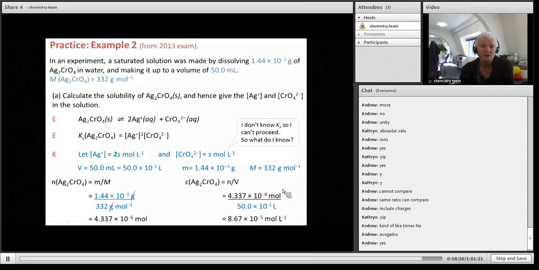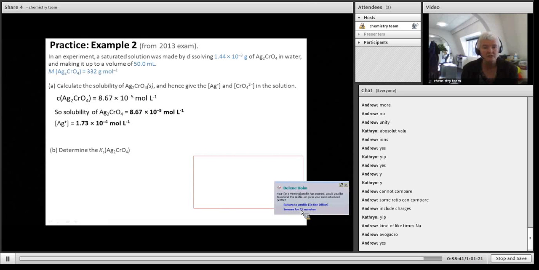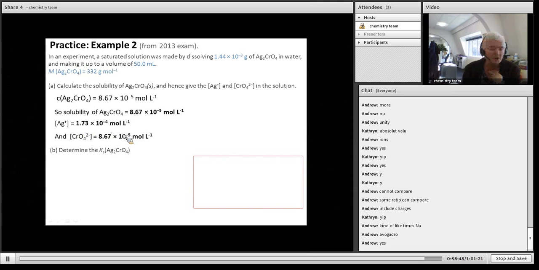So we've got the solubility of the silver chromate. Now we've still got to do those two, the silver and the chromate. So remember, one silver chromate is one chromate, and it's two silvers, so I get double the amount of silvers, but the same amount for chromate. So we've done part A. Now we actually have to calculate Ks based on the solubility we worked out. So we've got about a minute left.